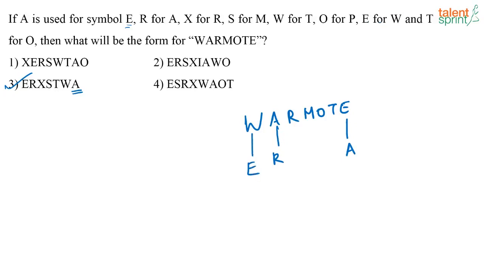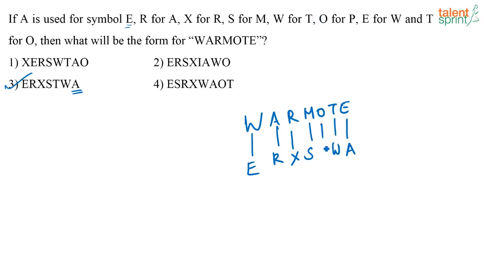Okay, so don't get confused by the way in which they have given. See, it is given A is used for symbol E. So if you have E in the question, the code should be A for that. If you have A in the question, the code should be R for that. If you have R in the question, the code should be X for that. If you have M, it should be S. Okay, if you have T, it should be W.